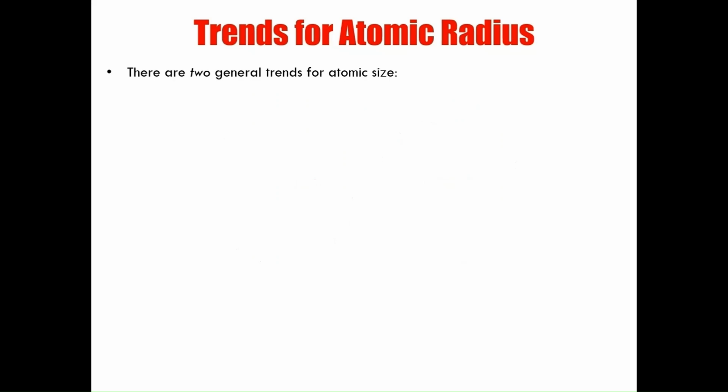There are two general trends for atomic size. One trend relates to the groups on the periodic table, and the other relates to the periods moving across left to right on the periodic table. Both of these trends are caused by different amounts of attraction and repulsion electrons feel in each atom.